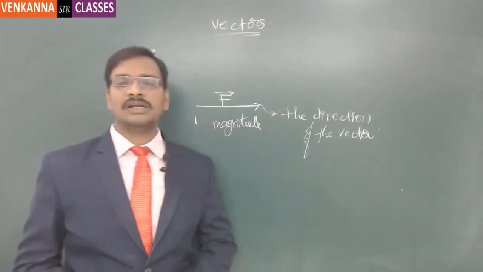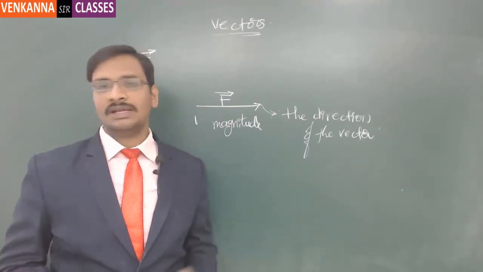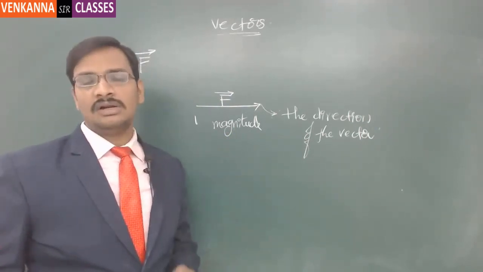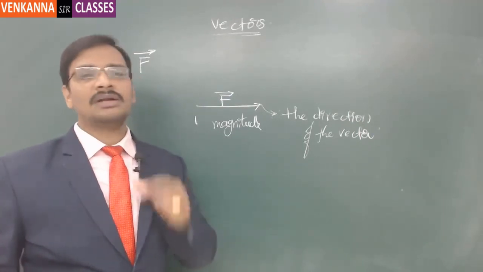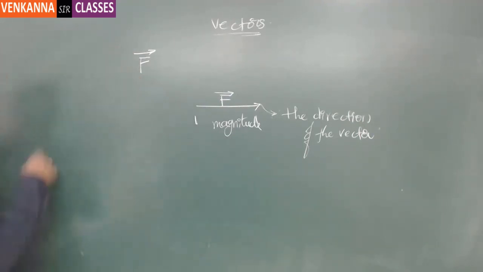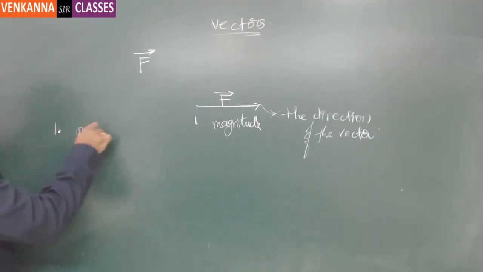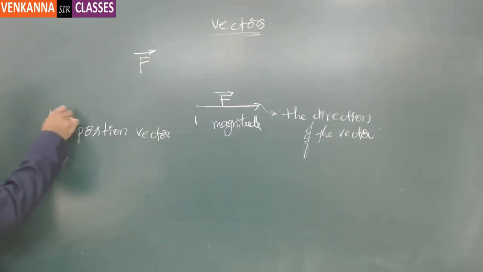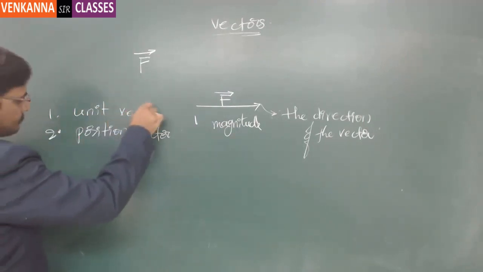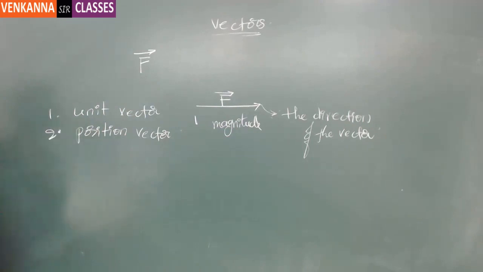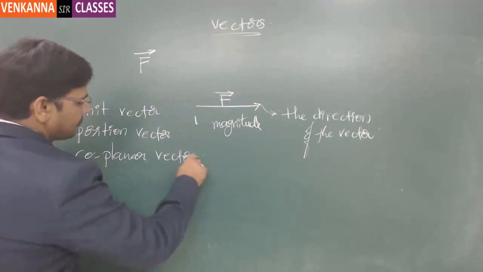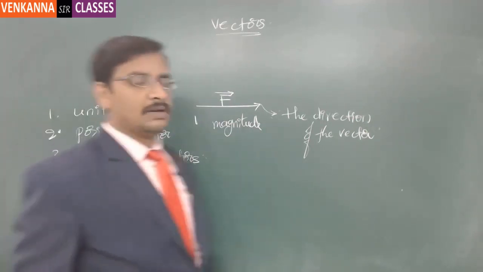Now, different kinds of vectors. There are multiple ways we can classify these vectors, like equal vectors, parallel vectors, anti-parallel vectors. Such kinds of vectors you can define, but all those things are not needed. These are very fundamental, so some of the important types of vectors we will be discussing. One is the position vector, the unit vector, and the third one is coplanar vectors. These three forms are very, very important for us.